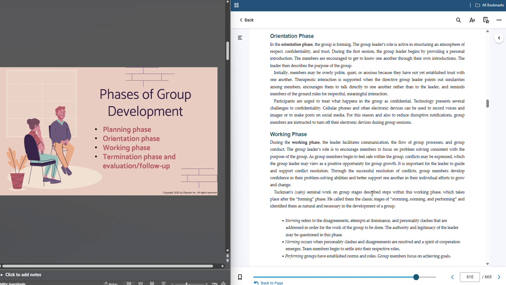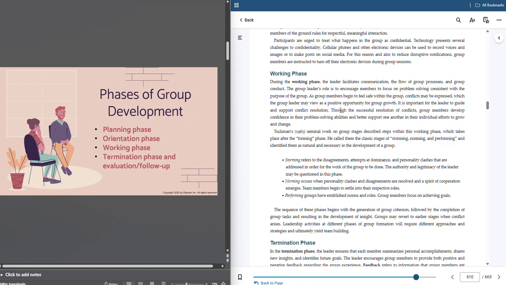You can have storming, norming, and performing, as you see here on page 610. Now, storming refers to the disagreements, attempts at dominance, and personality clashes that are addressed in order for the work of the group to be done. Norming occurs when personality clashes and disagreements are resolved and a spirit of cooperation emerges. And performing groups have established norms and roles, and these group members are focused on achieving their goals.